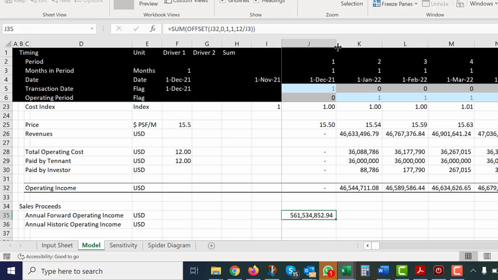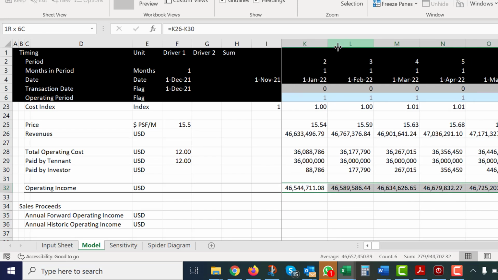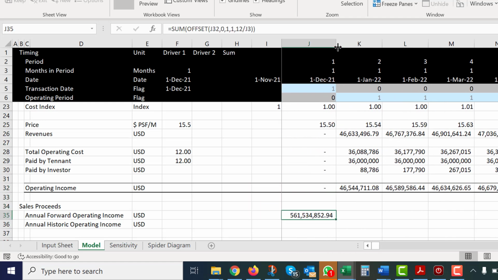Okay, I'm just going to make one bigger. And if we wanted to really make sure that works, we put 1, 2, 3, 4, 5, 6, 7, 8, 9, 10, 11, 12, 561. There it is. And we can do that for each of the periods.